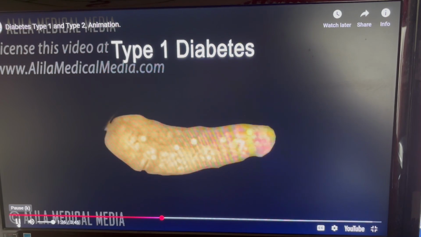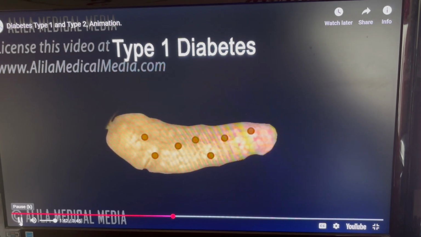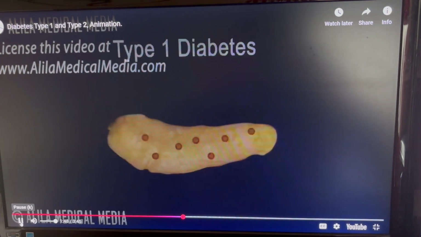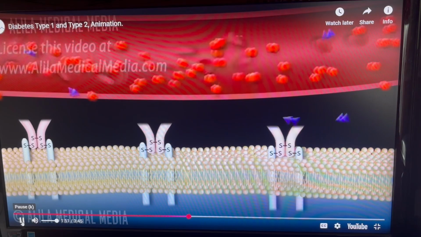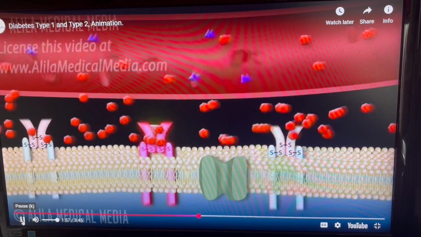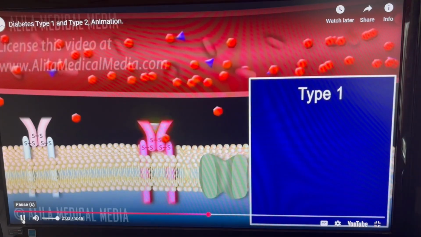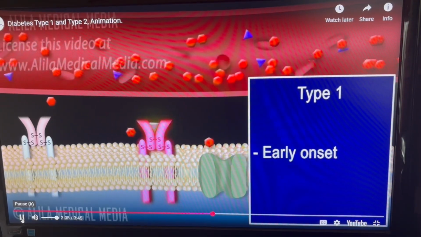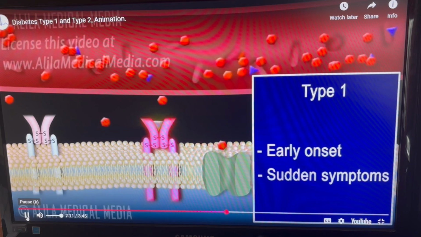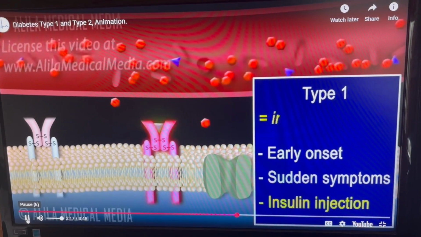Type 1 diabetes. Beta cells of the pancreas are destroyed by the immune system by mistake. The reason why this happens is unclear, but genetic factors are believed to play a major role. Insulin production is reduced. Less insulin binds to its receptor on target cells. Less glucose is taken into the cells. More glucose stays in the blood. Type 1 is characterized by early onset. Symptoms commonly start suddenly and before the age of 20. Type 1 diabetes is normally managed with insulin injection. Type 1 diabetics are therefore insulin dependent.